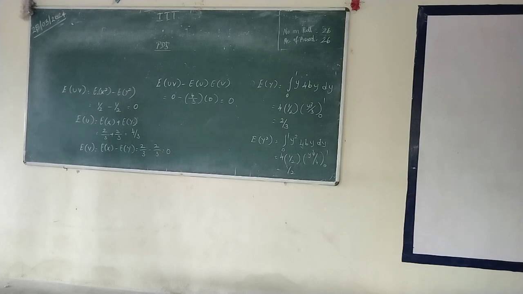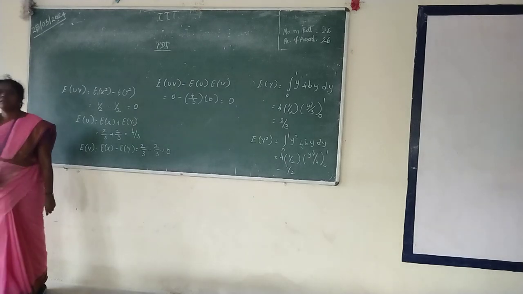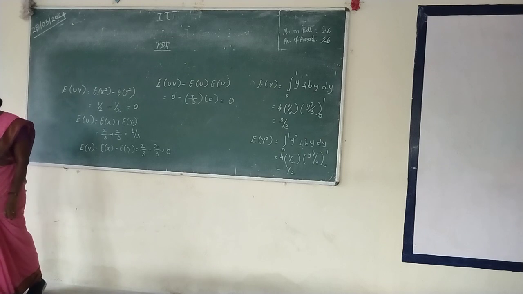So if covariance is 0, what is the meaning? They are uncorrelated. There is no relationship. Because if covariance is 0, the correlation coefficient also will become 0. So, hence, u and v are uncorrelated.